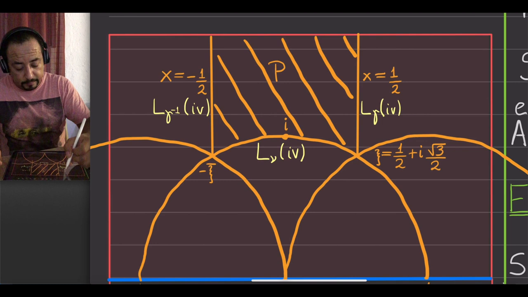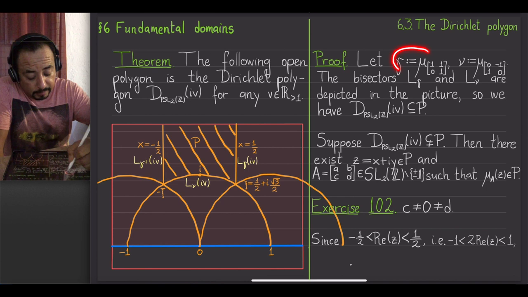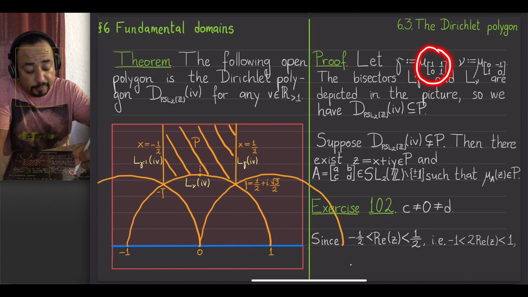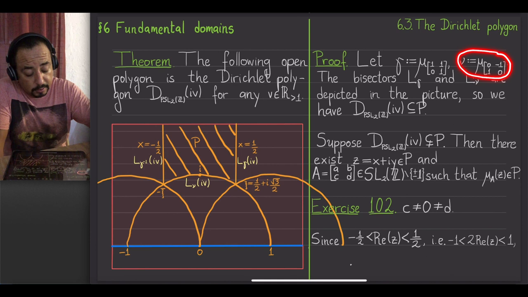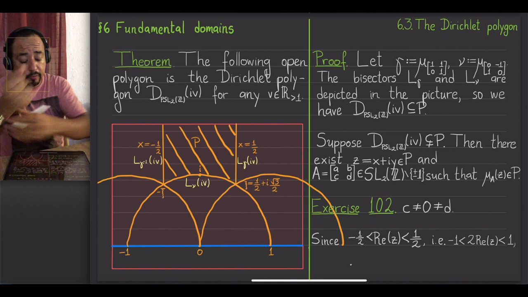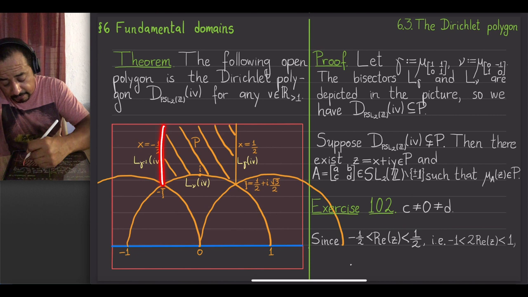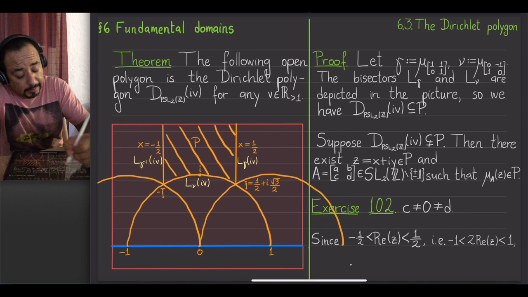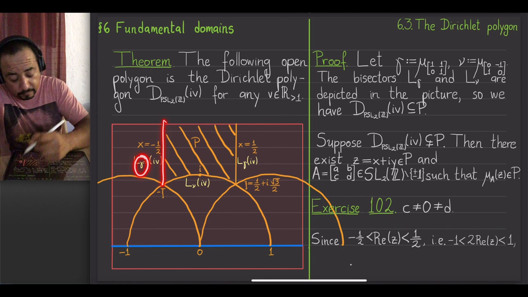Okay, so let's prove it. First of all, consider these Möbius transformations. This is a horizontal translation by one, and this is a rotation around I, a hyperbolic rotation, that is, an elliptic Möbius transformation. So first of all, what is easy to see is that these two vertical lines that I mentioned are, well, actually I should have drawn them all the way down here, the bisectors L of gamma, so L of this unit translation to the right, and L of gamma inverse, so of the unit translation to the left.